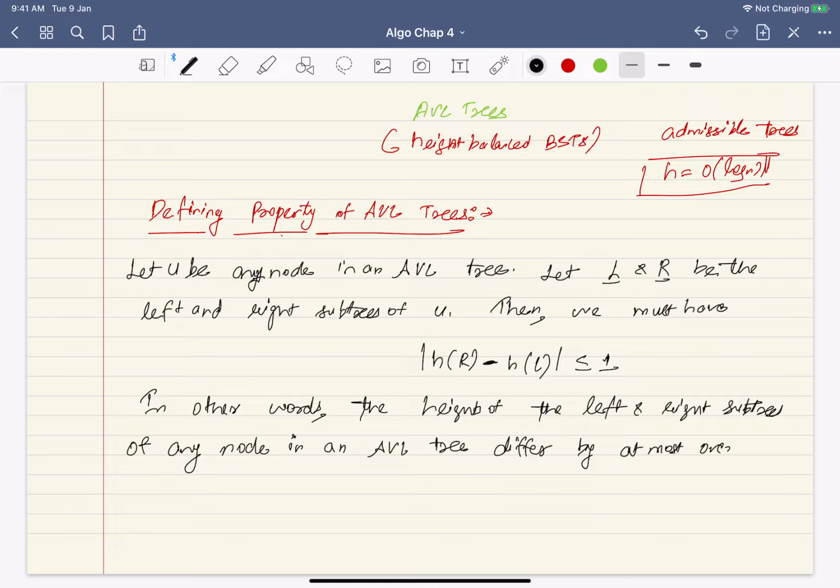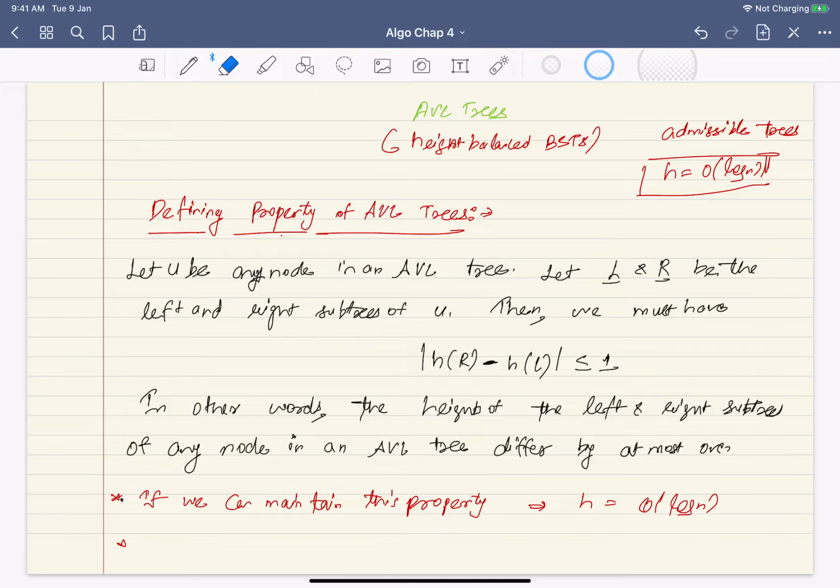Now what we actually have to prove is that if you maintain this defining property, that implies the height is order log n. So there are two things. First, the defining property does not say anything about the height being log n. So if we can maintain this property, the first thing you should be curious about, and we have to prove, is that this implies that height is order log n. And that will be a good motivation to go further and ask, how do I actually maintain this property?